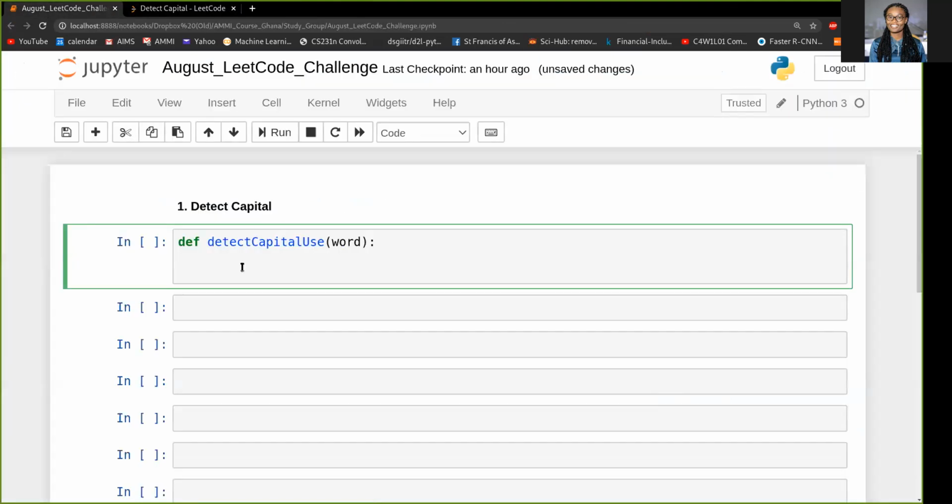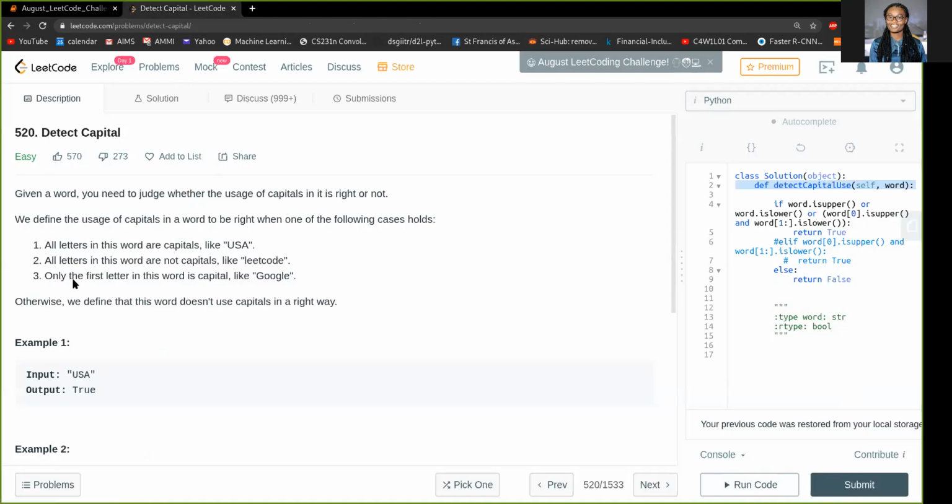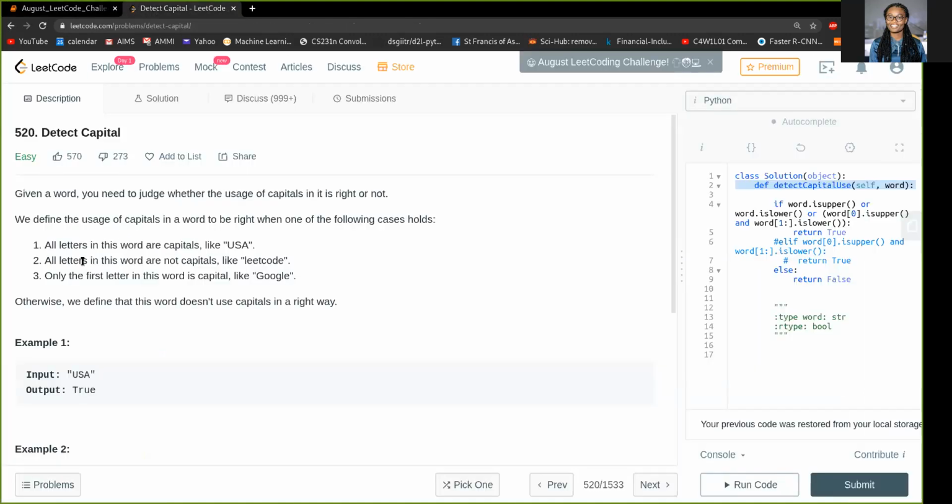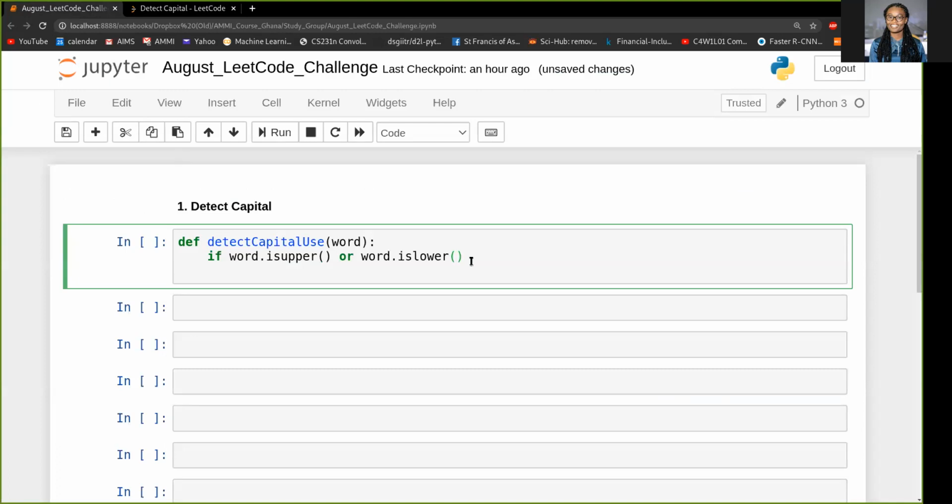So first of all, if word dot upper, that means if this is true, or all letters in this word are not capitals, that's they are all small letters. So we can have or word dot lower. And the third one is that only the first letter in this word is capital, like Google. So we have the first letter as capital and the rest are small letters.